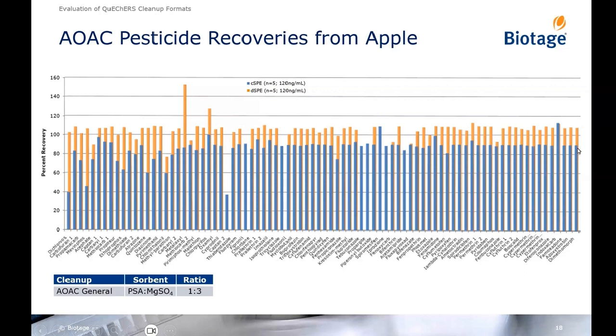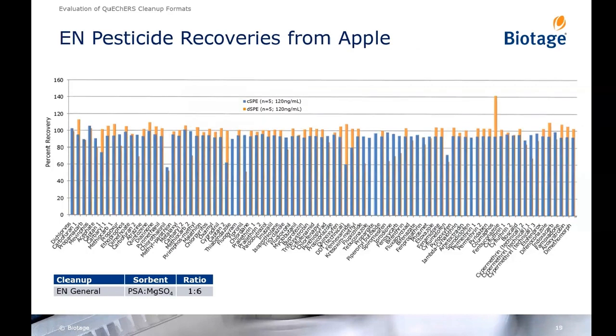But what we notice is we have an opportunity with CSPE to do a follow-up elution. And when you do that, you can actually push these recoveries up significantly. And so not only are you getting more analytes to quantify, but you can actually push these up. So we did a side-by-side comparison of this, and we actually improved the CSPE data with that. But taking a look at the EN pesticide recoveries from apple, you can see that the CSPE and the dSPE are very similar in recoveries.